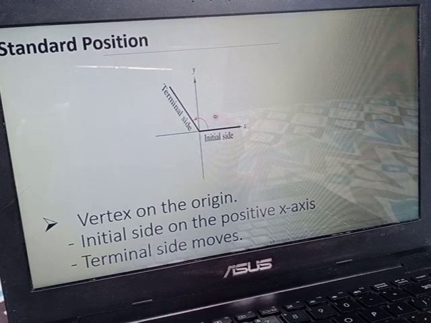So when you say standard position, your initial side must be on the positive x-axis, from quadrant 1 to quadrant 4. And the third is the terminal side moves. You will have to move the terminal side either counterclockwise or clockwise.